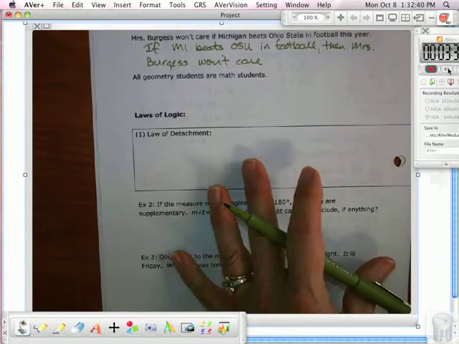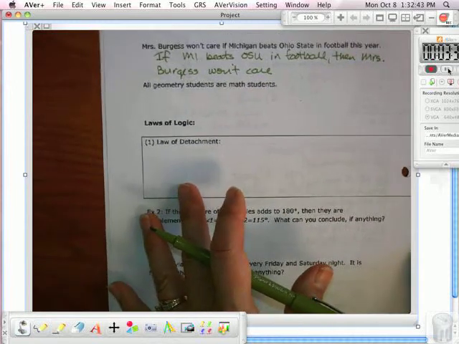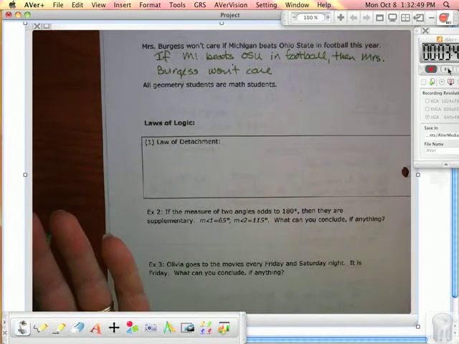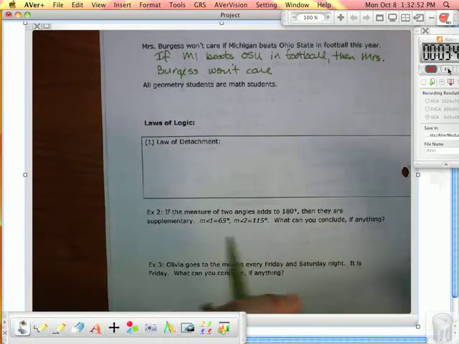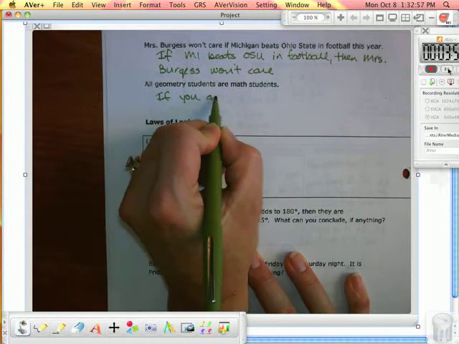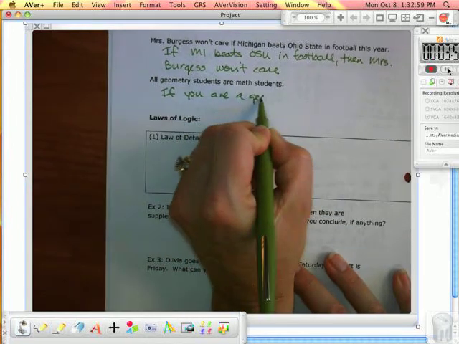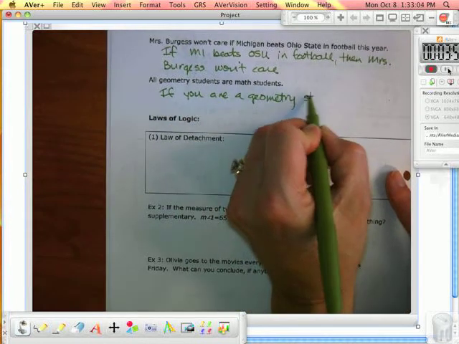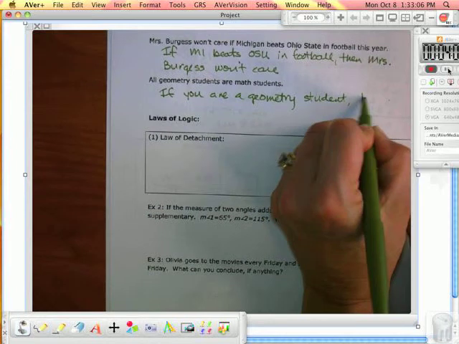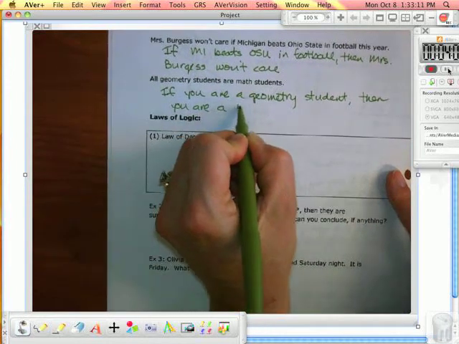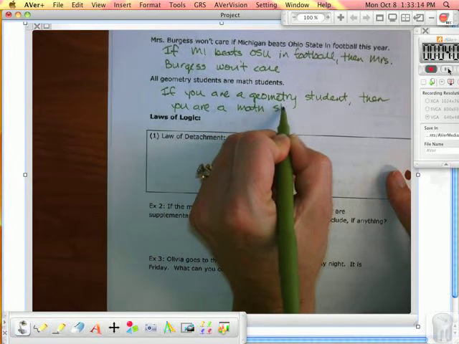They make it nice. All right, Casey, how would you write that as an if-then statement? If you are a geometry student, then you are a math student. Very good. Save it, because you're going to have to write a couple for your homework anyway. Does it have to be anything I just make up? It's got to be somewhat true.